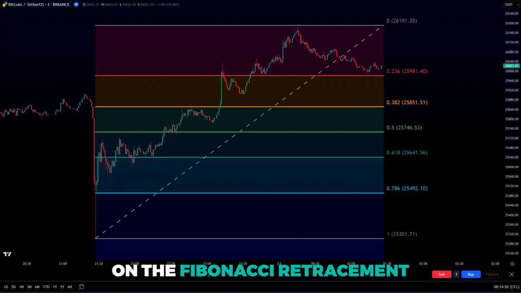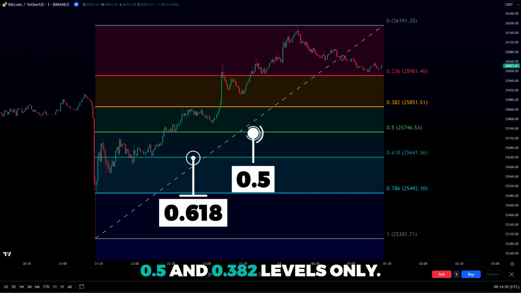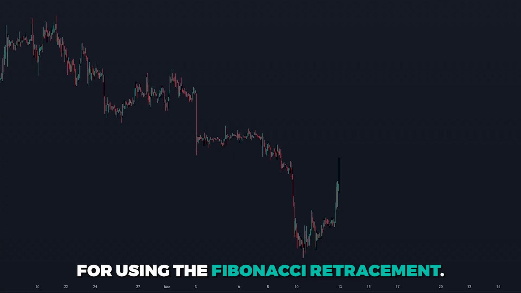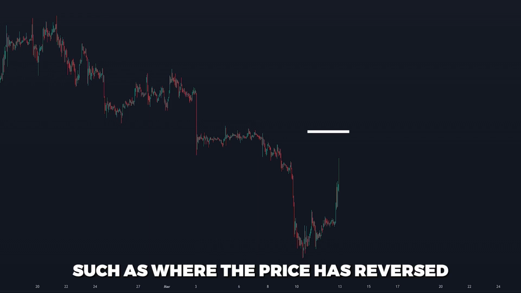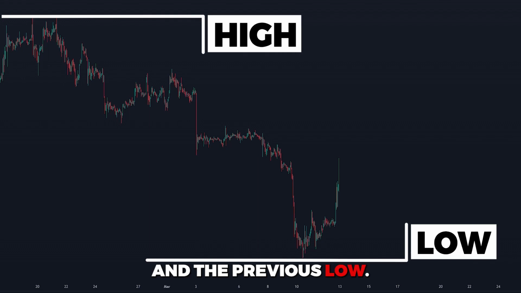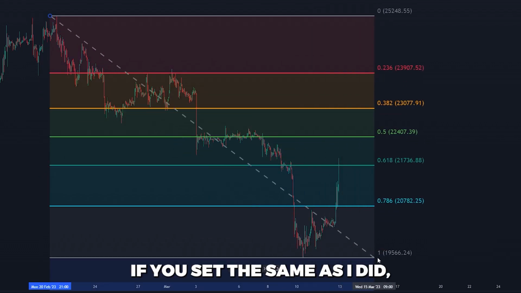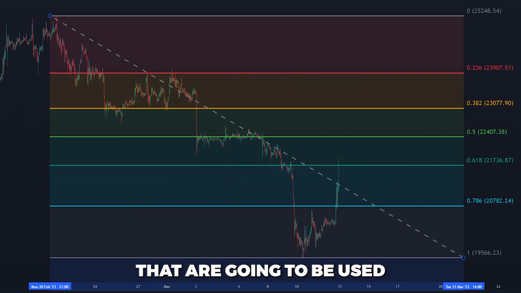On the Fibonacci retracement drawing tool, I only use the 0.618, 0.5, and 0.382 levels. For using the Fibonacci retracement, you need to find a major level on the chart, such as where the price has reversed recently, like the previous high and the previous low. If you set it the same as I did, there are 3 lines in the middle, and those are the main ones that are going to be used.